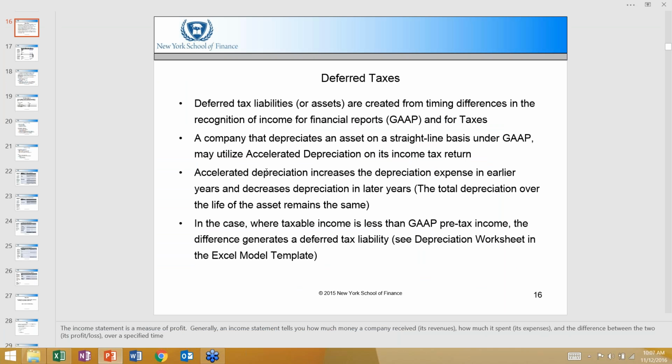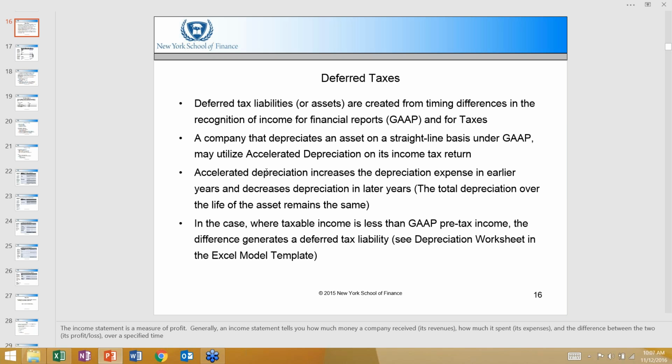Deferred tax liabilities are created from timing differences in how financial reports are recognized, the GAAP version versus tax purposes. Companies will file public financial statements following the generally accepted accounting principles, the GAAP rules, and then file another set of returns for tax purposes. And they could be different. There could be different rules that you would follow when filing GAAP reports versus tax reports.